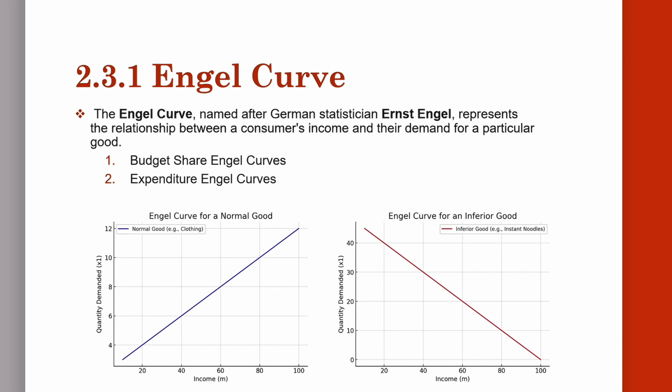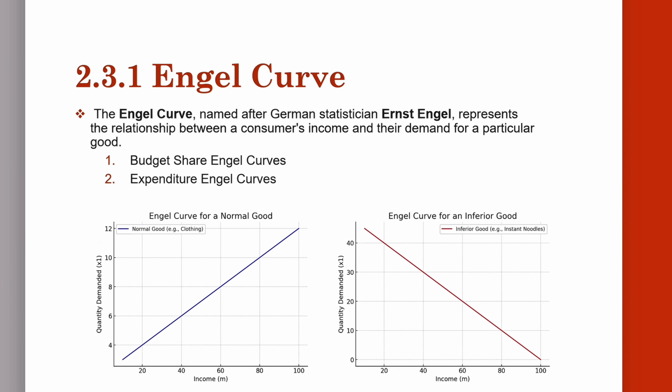This happens because of two main effects. First one is the substitution effect. Lower price makes the good relatively cheaper than the alternatives. The second one is the income effect. Lower prices effectively increase your purchasing power, allowing you to buy more.